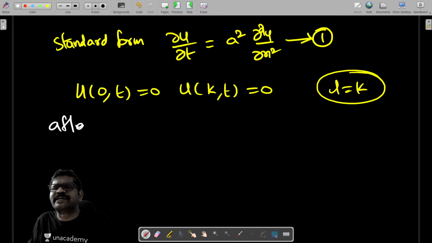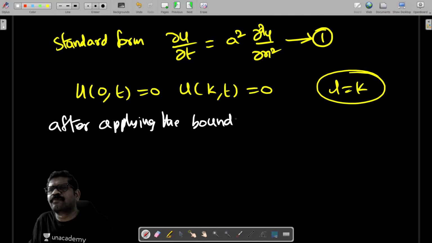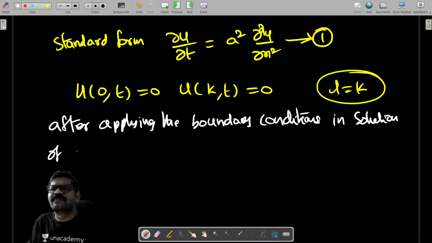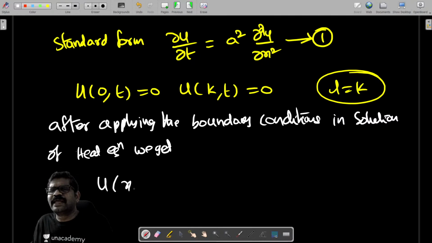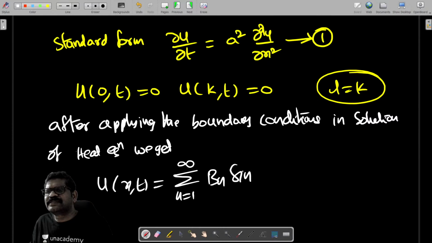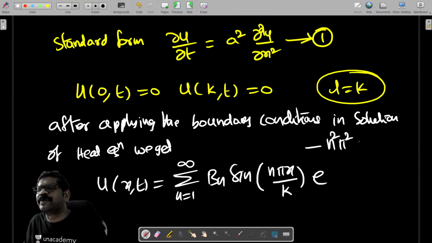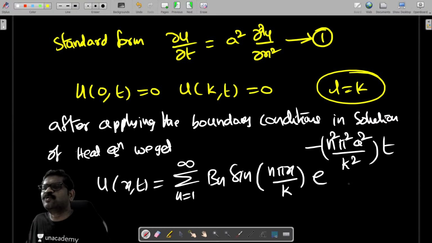After applying the boundary conditions in the solution of the heat equation, we get u of x comma t equal to sigma n equal to 1 to infinity bn sin n pi x by L. Here L is k, therefore n pi x by k, e power minus n square pi square a square by L square, that is k square, into t. That is called equation 2.